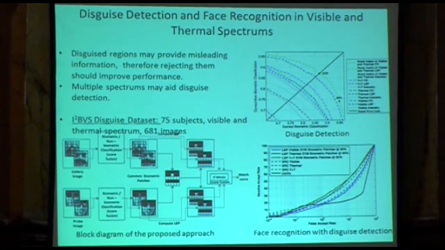And what we find is that using visible and thermal spectrum images, we can detect disguises very well. That is better than using single spectrum. And moreover, use of both the spectrums also helps overall recognition. So for that, we created one data set, including 75 subjects taken in visible and thermal spectrums, which is in 681 images. And we compared our results with one of the commercial systems as well as sparse representation, and we find that our proposed approach is outperforming them. To know more about our work, do stop by our poster.